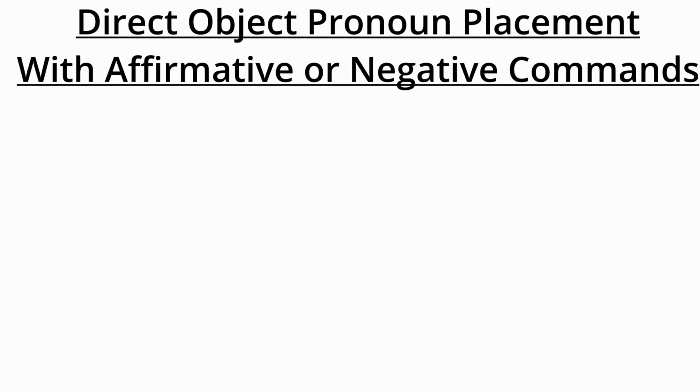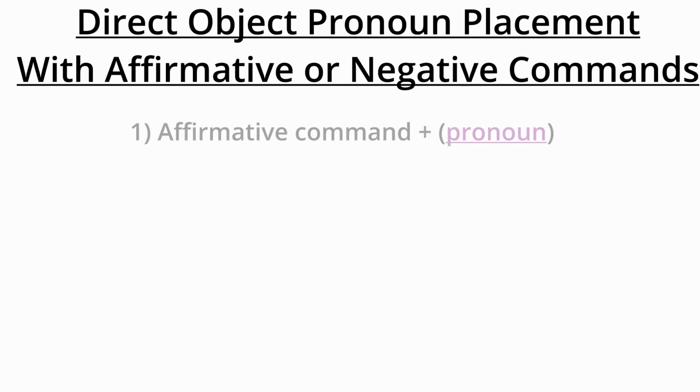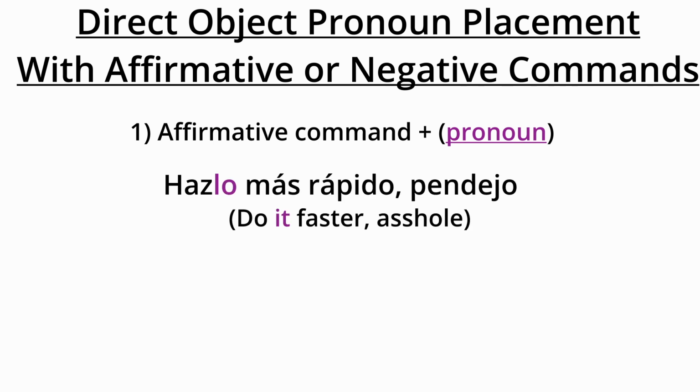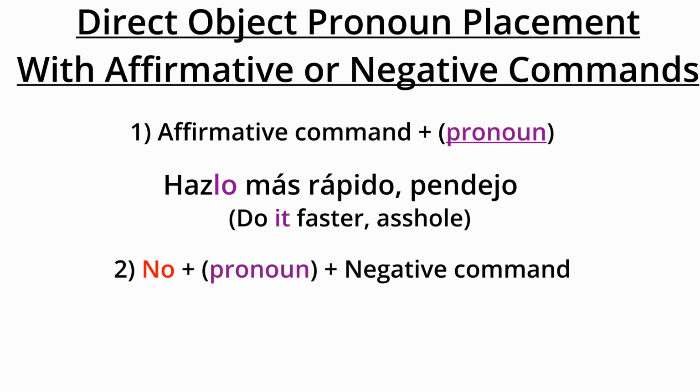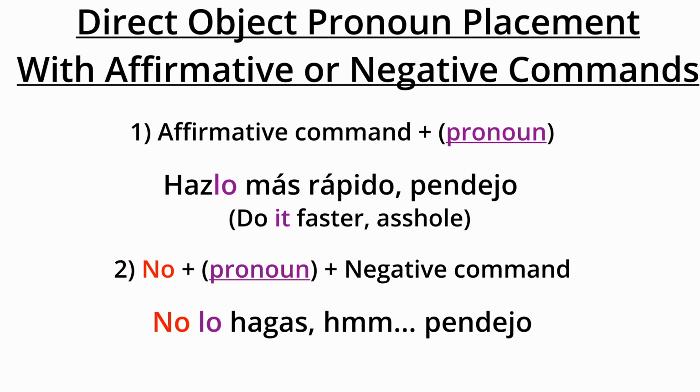Another example of placement is when we do affirmative or negative commands. Here we don't have a choice. For affirmative commands, direct object pronouns can be placed only after the verb. For example, hazlo más rápido, pendejo, which means do it fast, asshole. And for negative commands, you can only place direct object pronouns before the verb. For example, no lo hagas, pendejo, which means don't do it, asshole. If you're not yet familiar with affirmative or negative commands, you can skip this part for now.